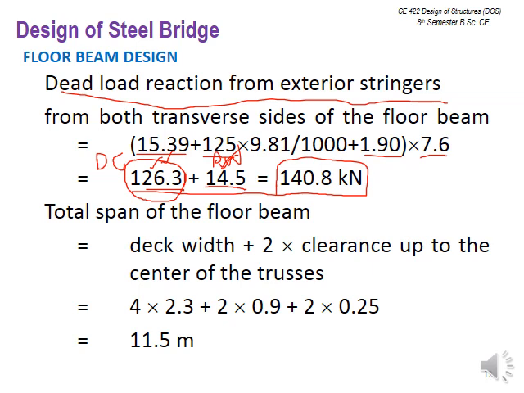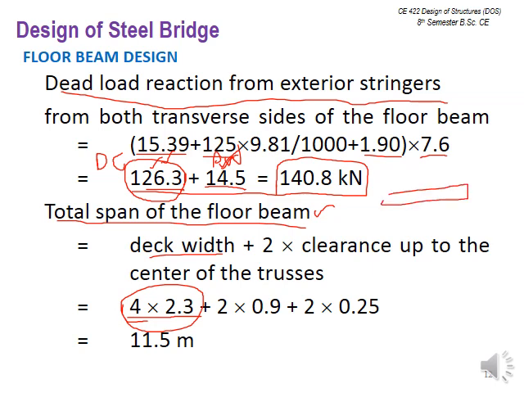Then the total span of the floor beam. This is very important because the floor beam span is not only its own span, that is 7.6 like this, but it also includes the clearances, the curb width and other things. That is what decides the floor beam span. So you have the deck width that needs to be added up. The deck width will be 4 into 2.3, that we have already calculated. Then comes the clearance up to the center of the trusses. This includes the curb and all the lane widths etc., so it gives you the deck width as a whole in the lateral direction.